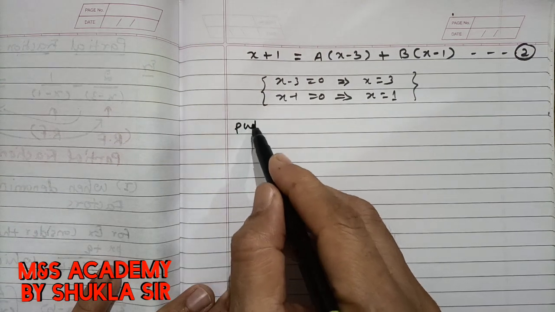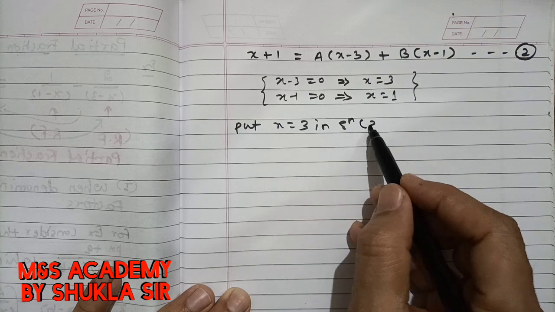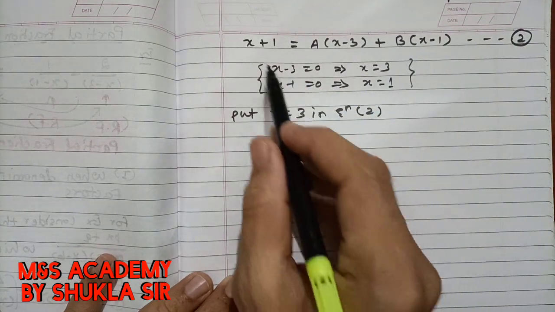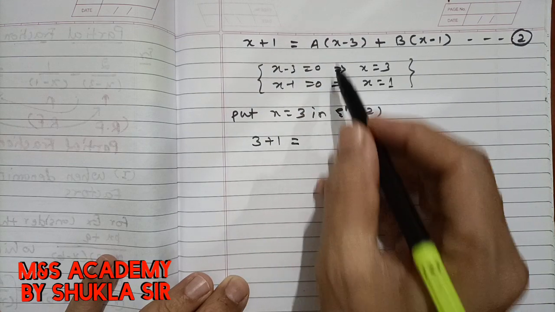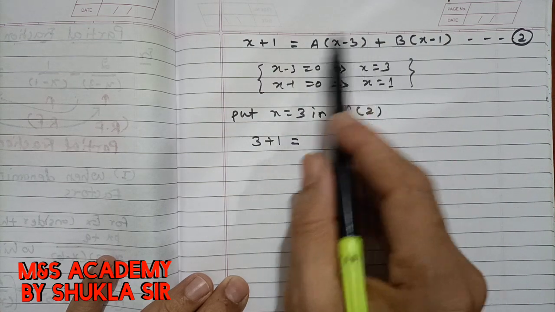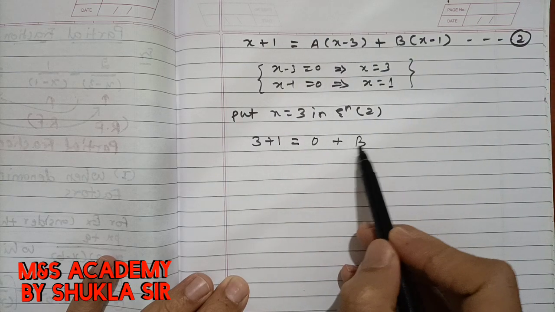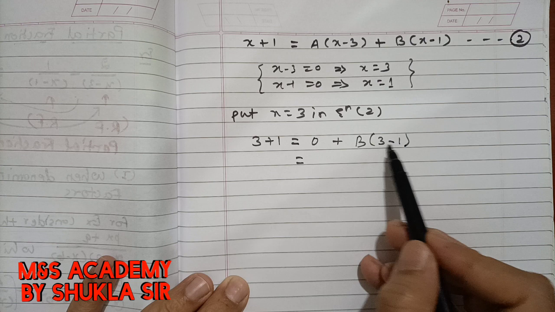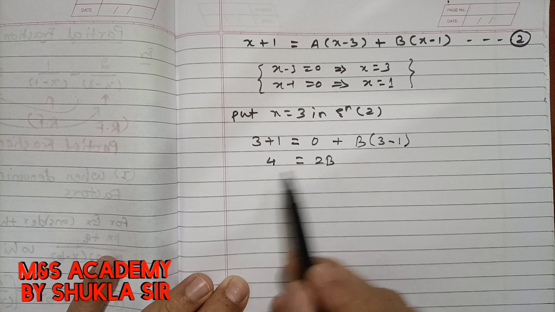Next step, put x is equal to 3 in equation number 2. Always a fixed step. After putting x is equal to 3, this is 3 plus 1, which is equal to a times (3 minus 3), which is 0, so everything is 0. So this part becomes 0 plus b times (3 minus 1), which is 3 minus 1, 2. 2b is equal to 4, so b is equal to 2.